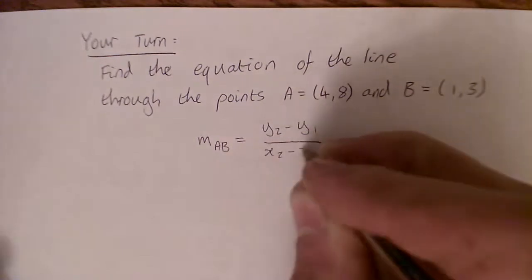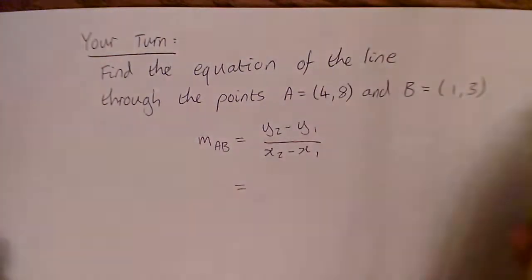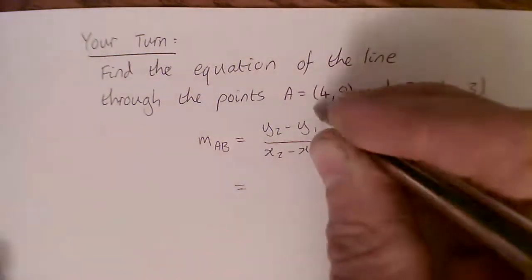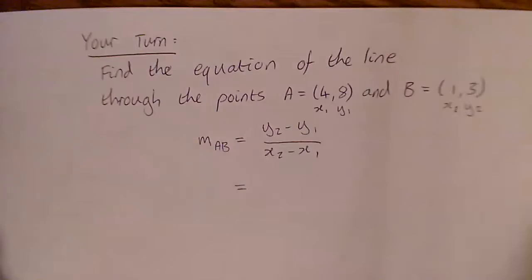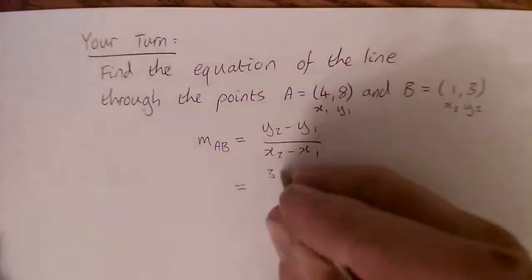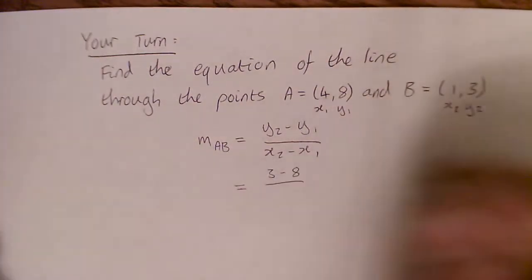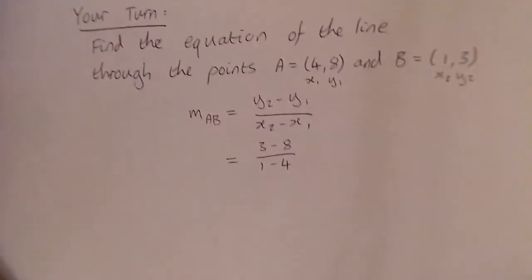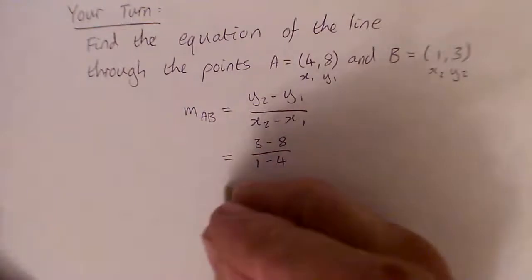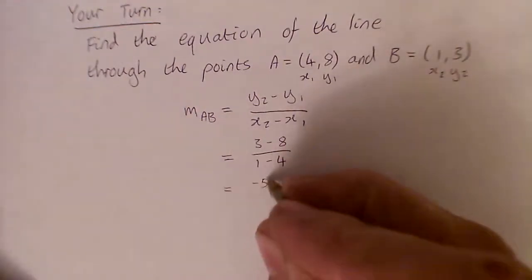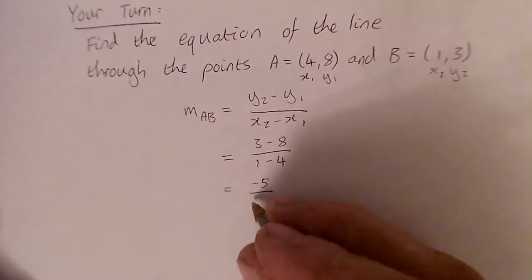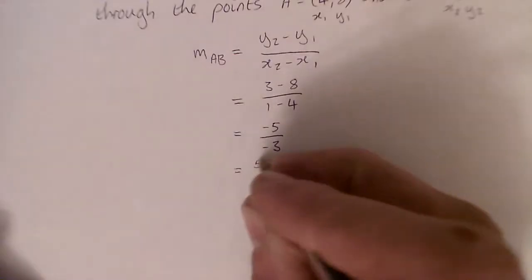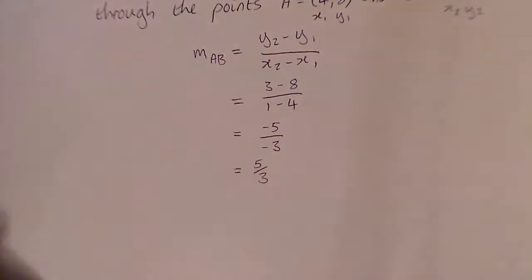x2 minus x1. And that is equal to, now remember, label up our points. This is x2, y2. This is x1, y1. And so we've got 3 take away 8 over 1 take away 4. So this is not going to be such a straightforward gradient as the last one that I did. 3 take away 8 is minus 5. 1 take away 4 is minus 3. And that gives us, if we cancel out the minuses, 5 over 3.